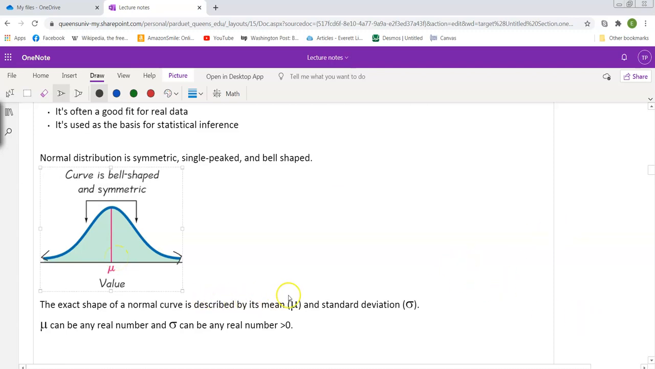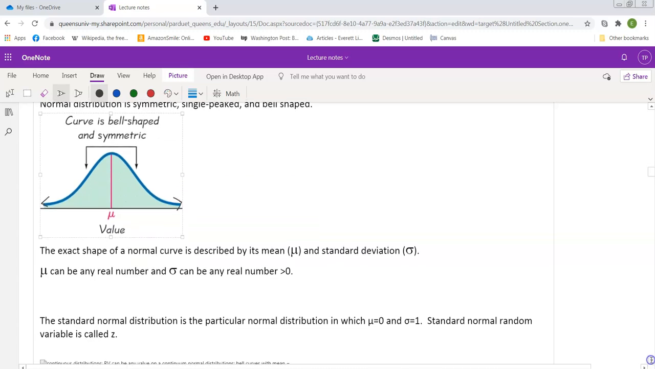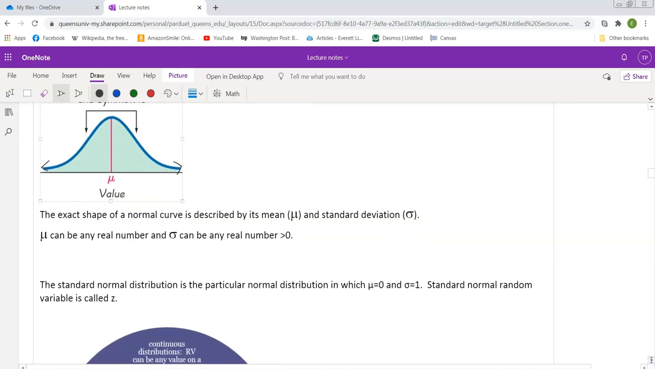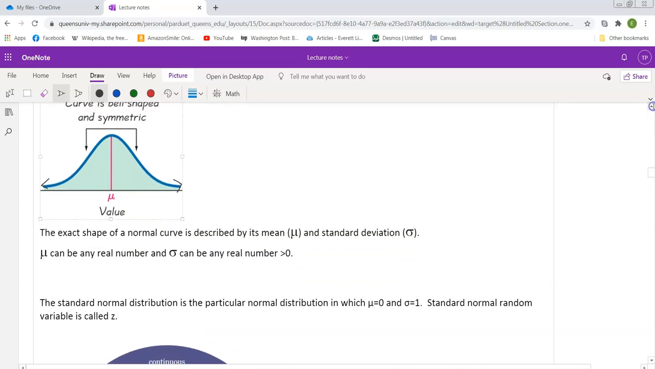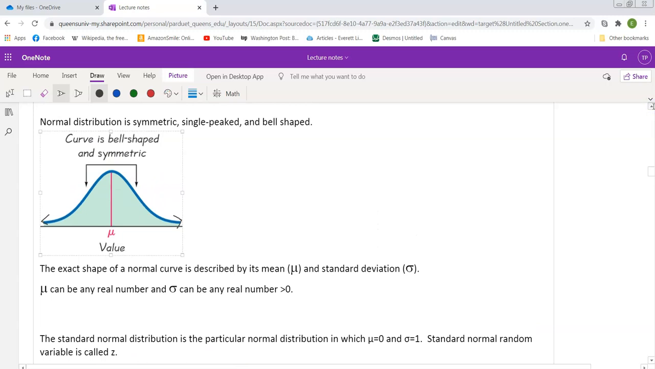So it's based on a mean. The mean is always in the middle. And the standard deviation tells how wide it is. The mean can be any real number, negative or positive or zero. Sigma, the population standard deviation, can be any real number as long as it's positive. It can't be zero and it can't be negative. So those are normal distributions in general.